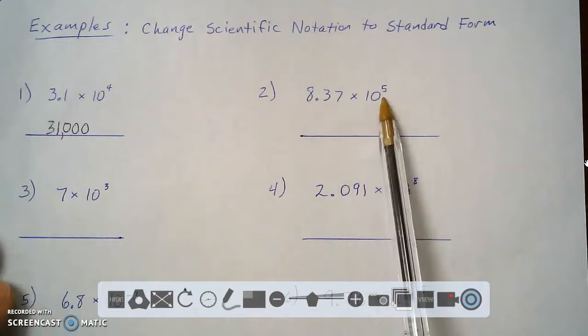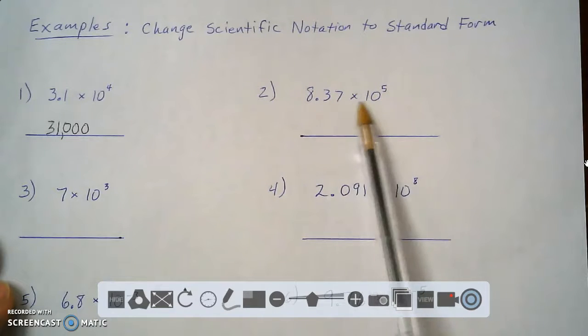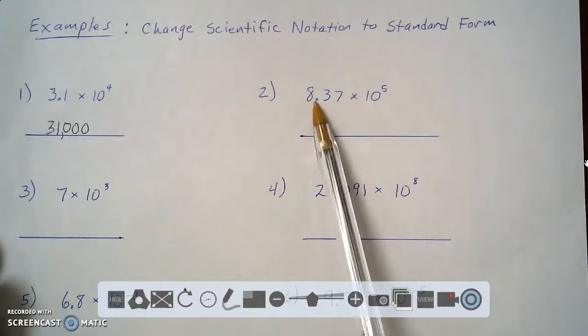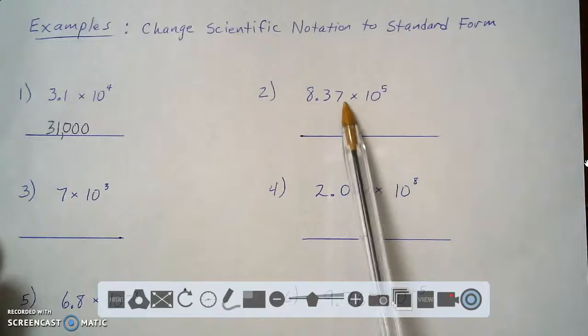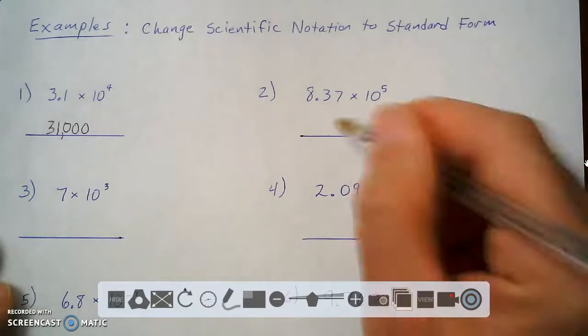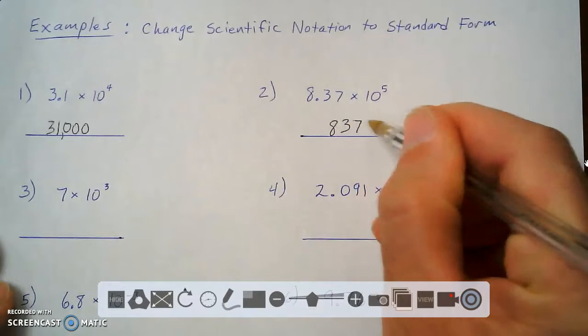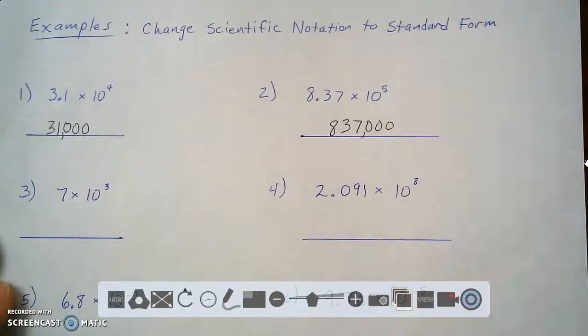So for instance, another example. 8.37 times 10 to the 5th power means times 10 5 times. It does not mean 5 zeros. So 5 places. 1, 2. I still have 3 more places. That means there will be 3 zeros on the end of this number. 1, 2, 3. I put my comma in. Okay, they're the same number.